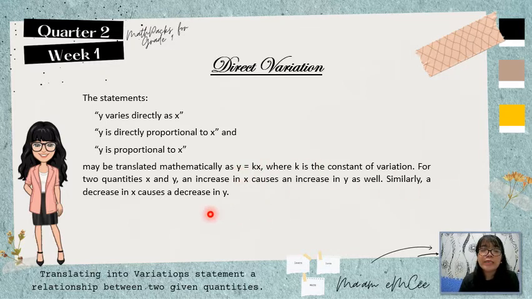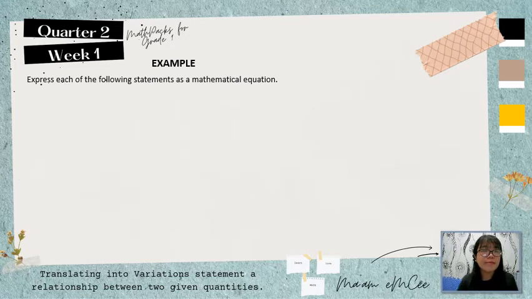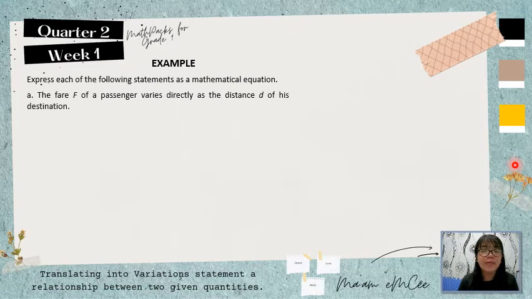So for two quantities x and y, an increase in x causes an increase in y as well. Similarly, a decrease in x causes a decrease in y. So this is true to our direct variation. So let us have some examples. Express each of the following statements as a mathematical equation. A. The fare F of a passenger varies directly as the distance D of its destination. So F varies directly as D.